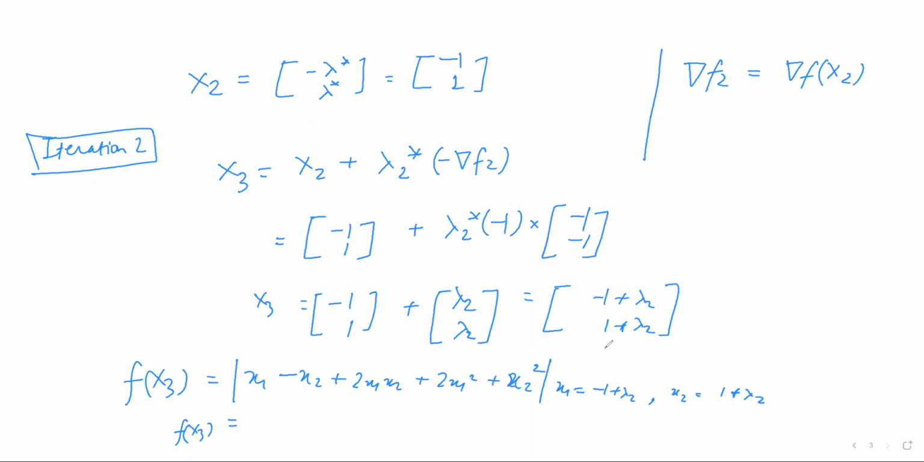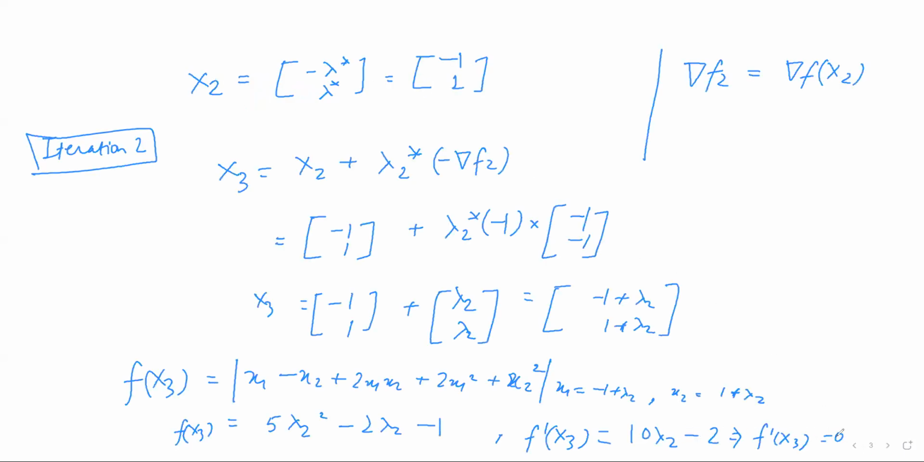we will of course get some quadratic function in terms of lambda2. So we will have 5 lambda2 square minus 2 lambda2 minus 1. I'll give you homework: you should try it on your own to get this value of fx3, and it should match this function. Again, we have to do the same step. We have to find the derivative with respect to lambda2. So it would be 10 lambda2 minus 2, which is this f dash x3. Now we set f dash x3 equal to 0 to get the lambda2 star value. So 10 lambda2 is equal to 2, so lambda2 is equal to 2 by 10, that is 1 by 5.